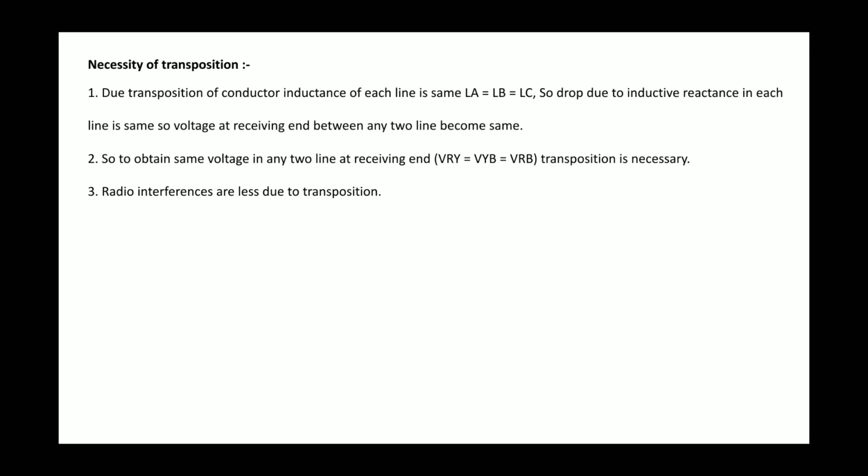Once again, the necessity of transposition. Due to transposition of conductor, the inductance of each line LA, LB, LC is equal. So the drop due to inductive reactance in each line is the same. So the receiving end voltage between the two lines is the same, which was already discussed in the previous slide.